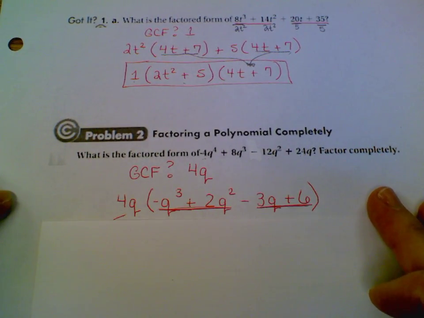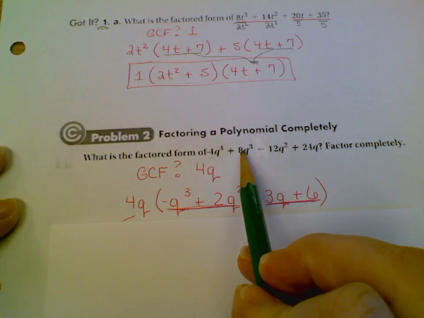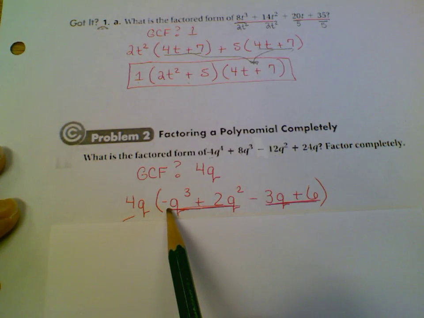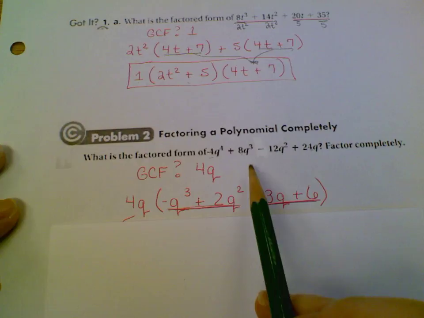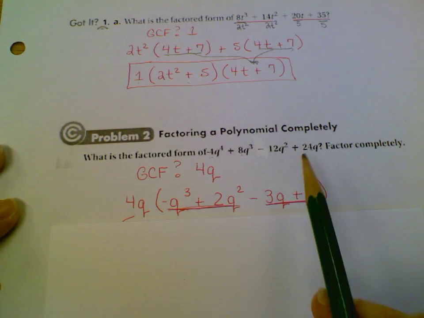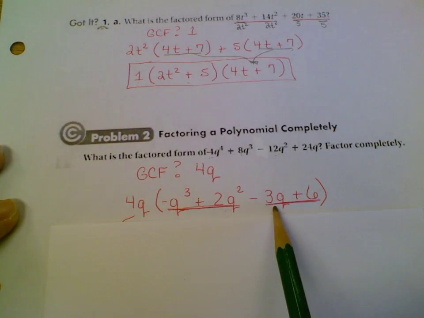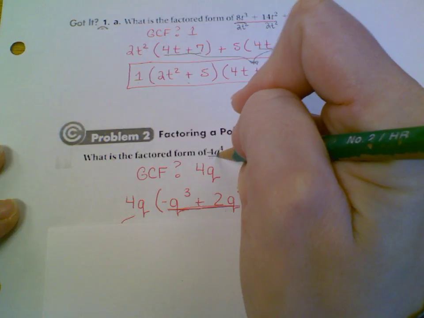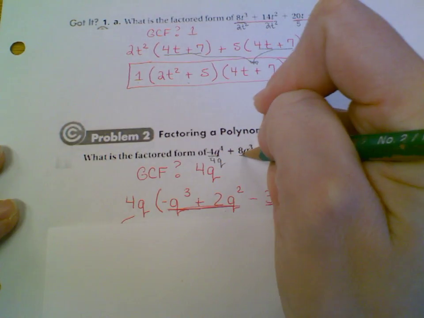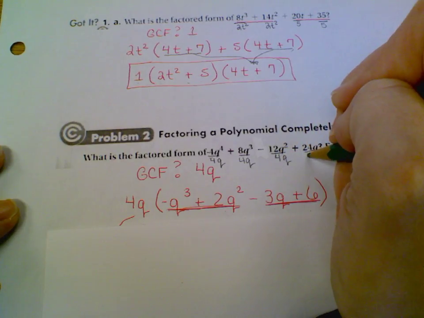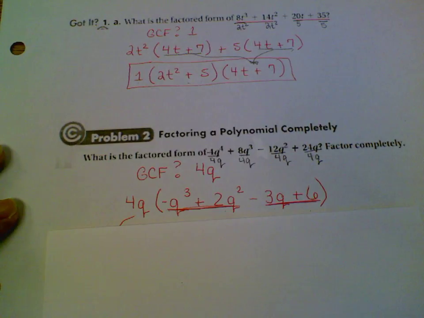So what happens when I divide everything by 4q? I end up getting negative 1q cubed for this first one. And then when I divide this by 4q, I get 2q squared. I divide this by 4q, I get negative 3q, and I divide that by 4q, and I get 6. So remember, you always want to check for that GCF because you want to make sure your numbers are smaller, and you want to pull that out from the beginning.